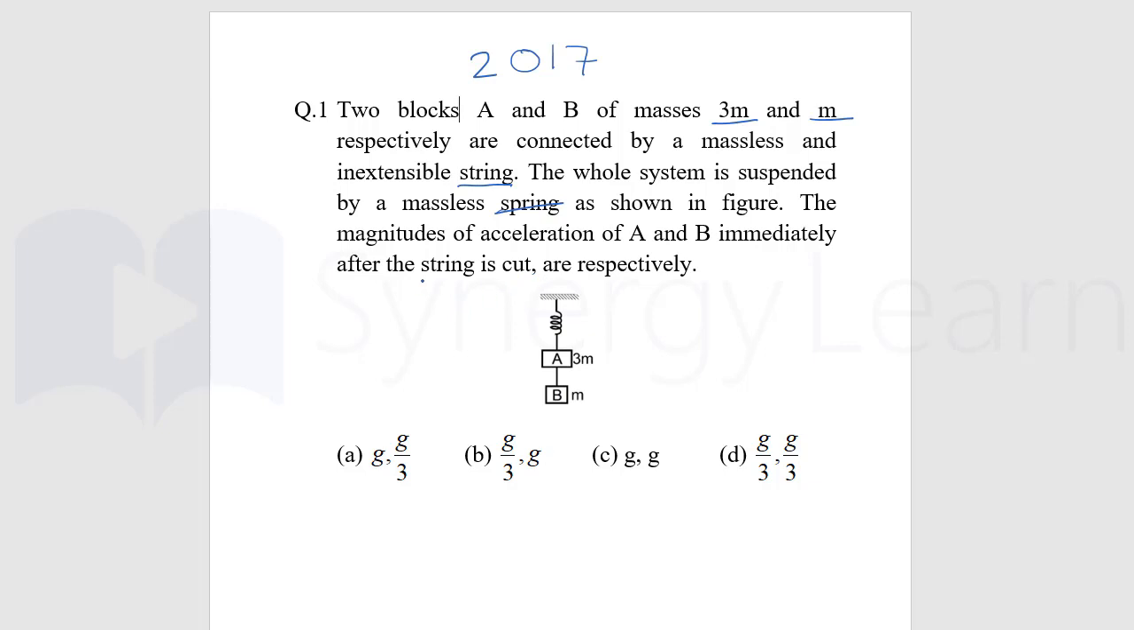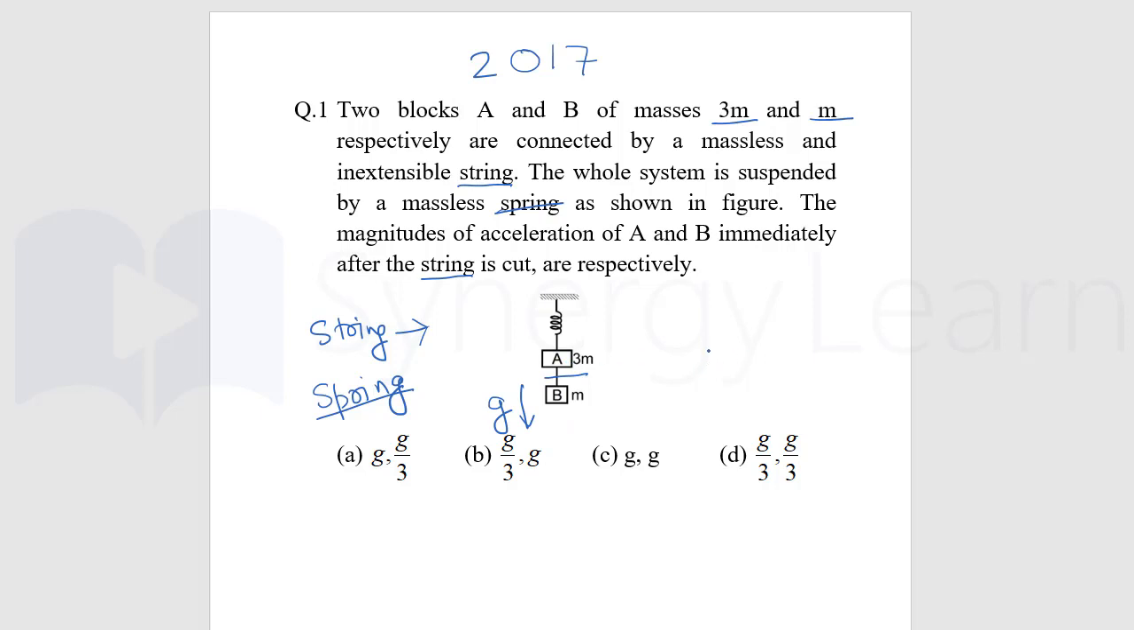So it says immediately after the string is cut. The difference between a string and a spring is that when you cut a string, the changes are immediate, whereas the spring will retain its force. Spring force does not change immediately after cutting the string. So when we cut the string, the lower block will start falling with g because it is unsupported.